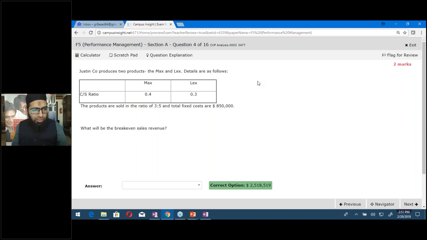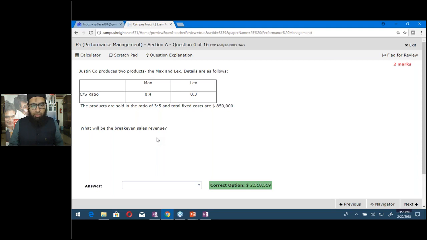So now the first question is, Justin company produces 2 products, the Max and Lex. Details are as follows. So we have been provided with the CS ratios. So this is the contribution to sales ratio of 0.4, that is 40%. And Lex has a CS ratio of 0.3 or 30%. We can also say that these are the contribution per unit as well. Or we can take the example for that. So anyway, the products are sold in the ratio of 3:5, and the total fixed costs are 850,000.